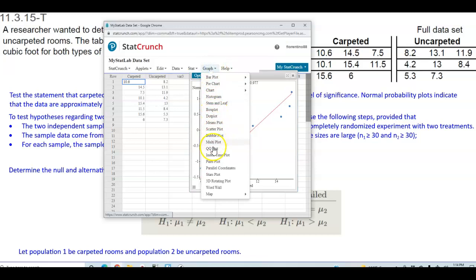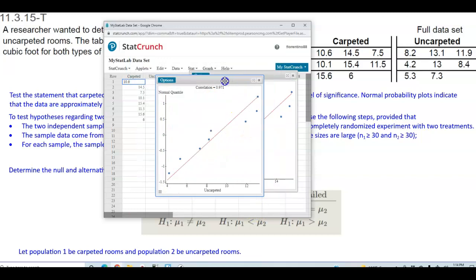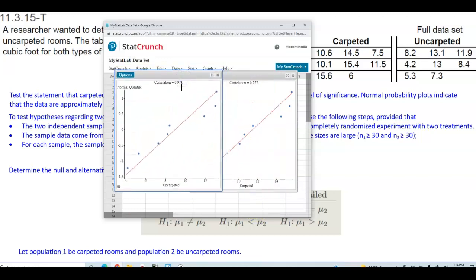Now let's graph the other one. So let's graph the QQ plot for the uncarpeted, with the correlation statistic and the normal quantiles on the y-axis. When we do that, we can see that we also get another correlation coefficient of 0.9, and we can see that both of these follow a normal probability distribution.